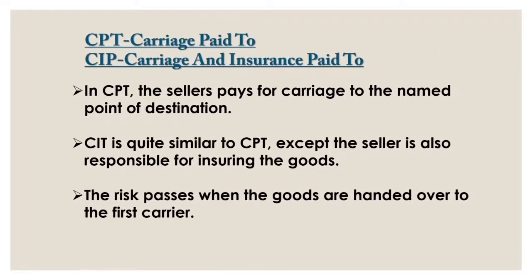Next is CPT and CIP. CPT is carriage paid to and CIP is carriage and insurance paid to. In CPT, the seller is responsible for arranging carriage to the named place. CIP is quite similar to CPT, except in CIP, the seller is also responsible for insuring the goods to the named place. For both terms, the risk passes when the goods are handed over to the first carrier.